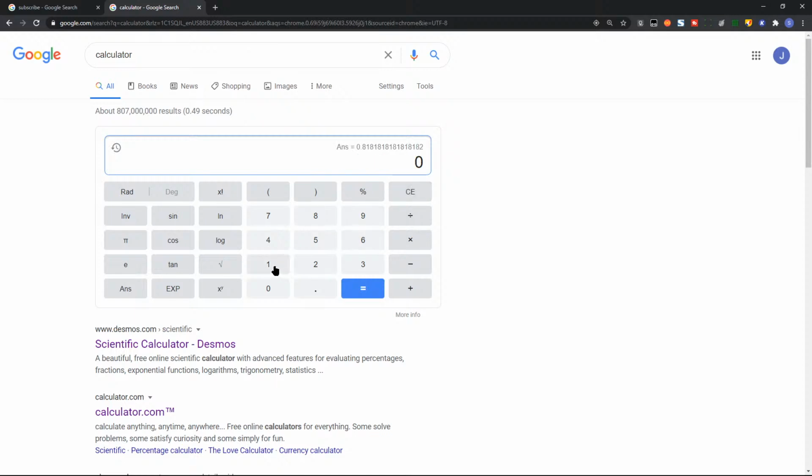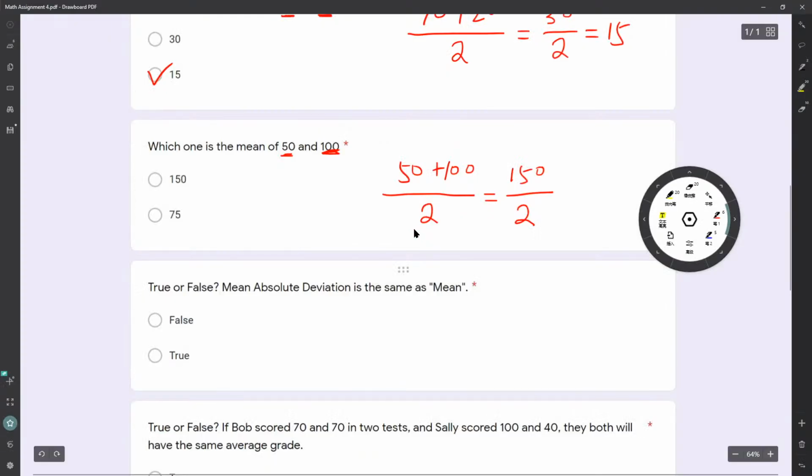So we say we have 150 candies equally divided among 2 students. That's 75 for each of them. So the mean of 50 and 100 is 75. So when you add them up, you have to equally divide among the 2 friends.